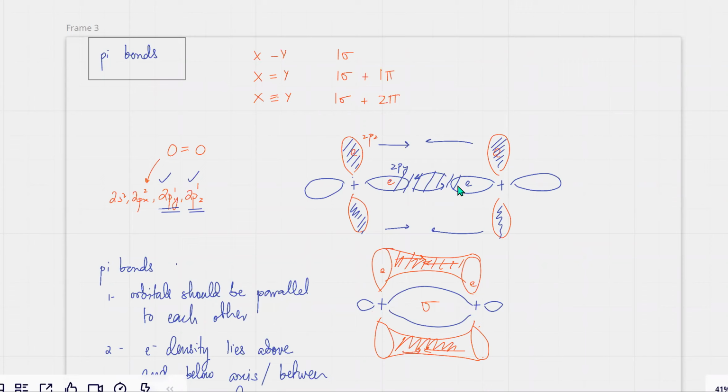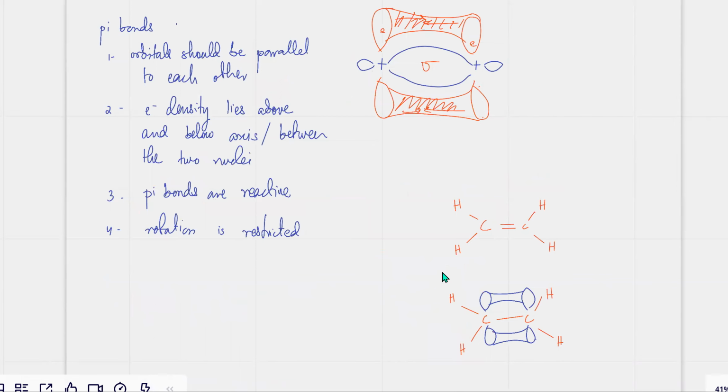So the first overlapping happens because both atoms try to pull each other's electrons. The first overlapping happens in the middle, and the electron density is right in the middle, and that's your sigma bond. The other orbitals then are parallel to each other, and they start overlapping above and below. They both try to pull each other's electrons, and they end up forming a pi bond. So the second bond between atoms is always a pi bond. And the same was the case for triple bonds.